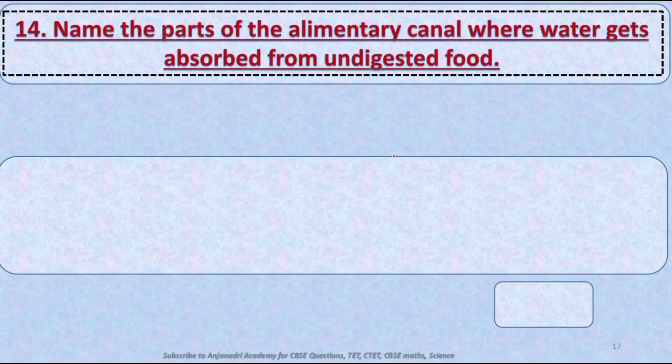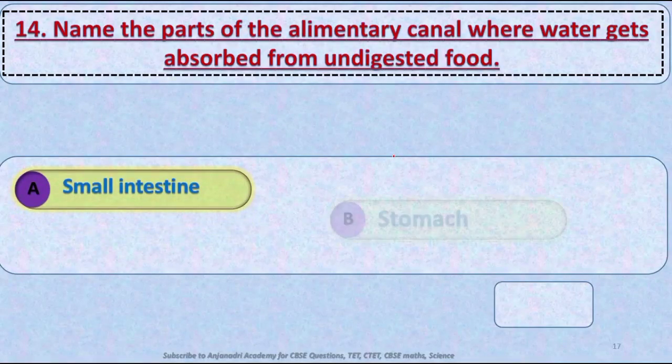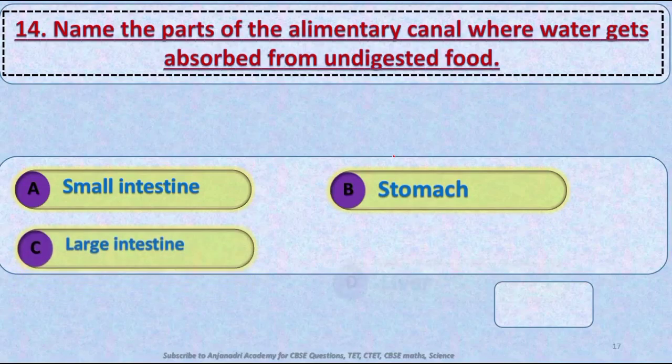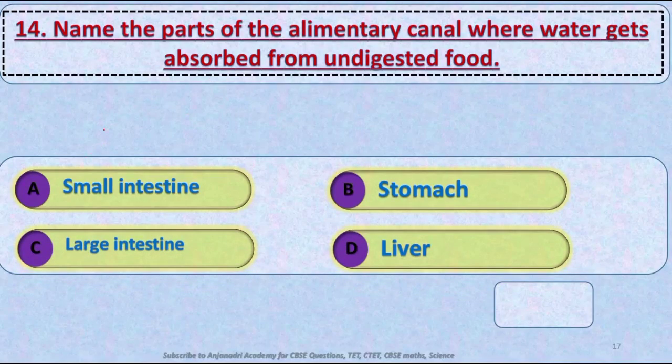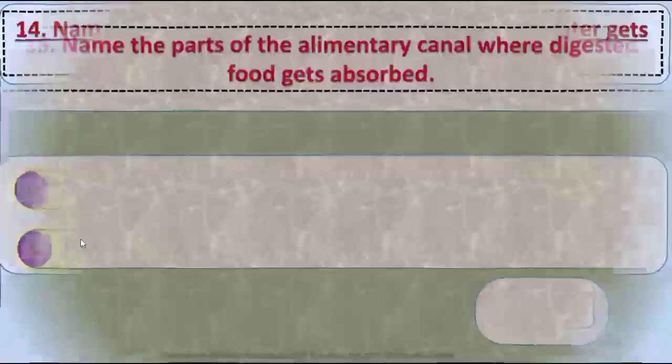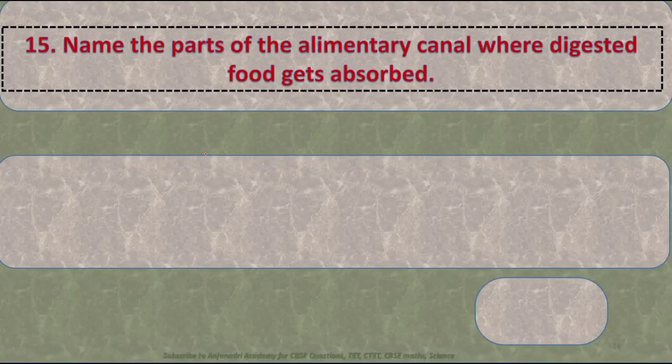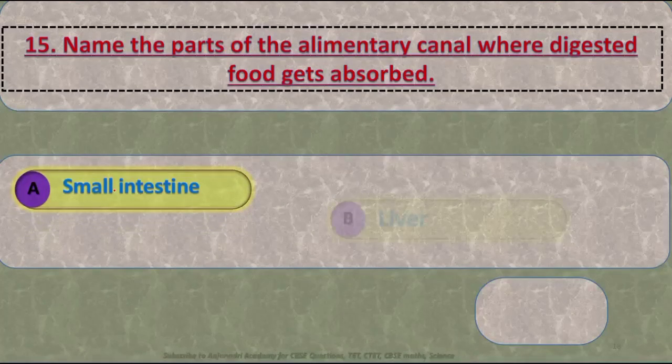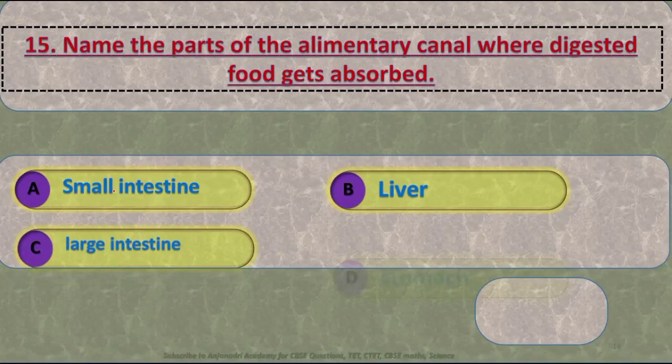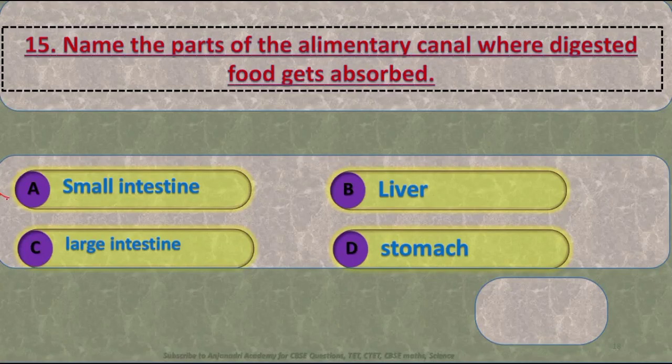Name the part of the alimentary canal where water gets absorbed from the undigested food. Small intestine, stomach, large intestine, liver. The answer is option C, large intestine. Here the water gets absorbed from the undigested food. The correct answer is option C, large intestine. Name the part of the alimentary canal where digested food gets absorbed. We know that the digested food gets absorbed from the small intestine. Therefore option A is the correct one. Small intestine is the correct answer.